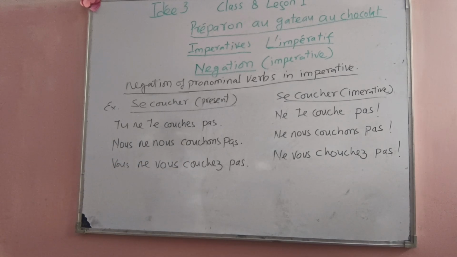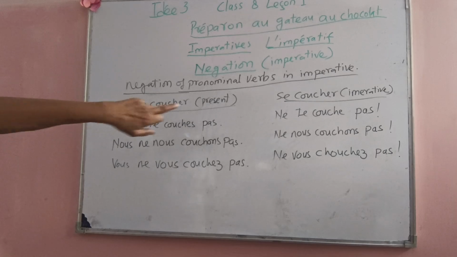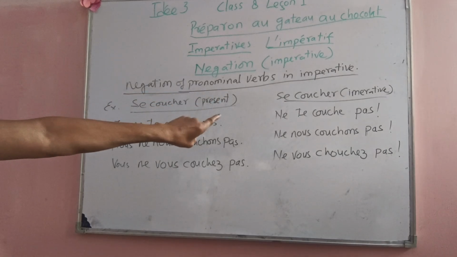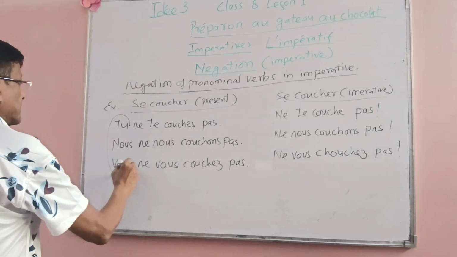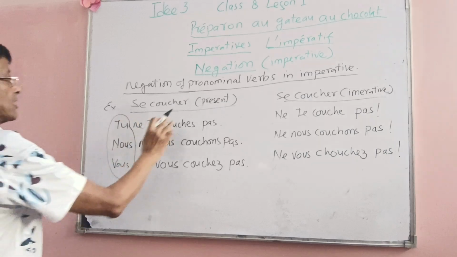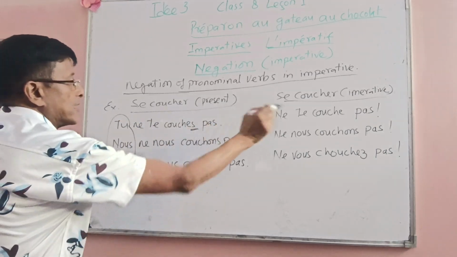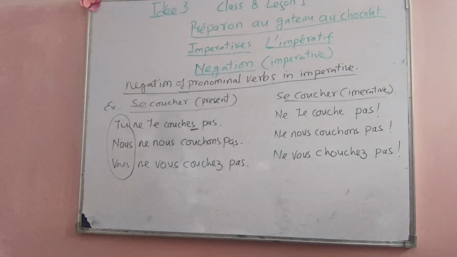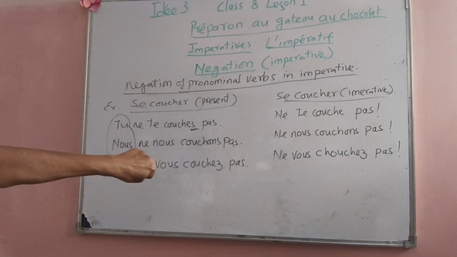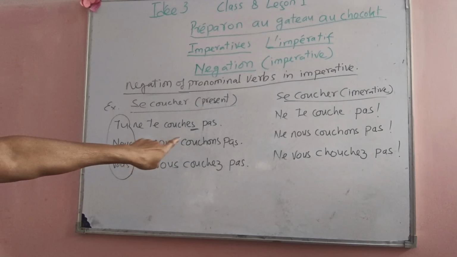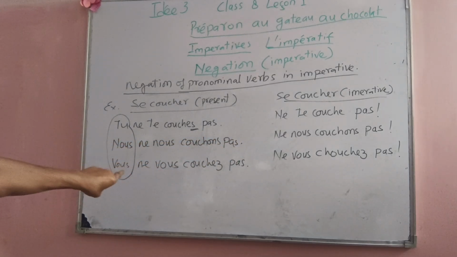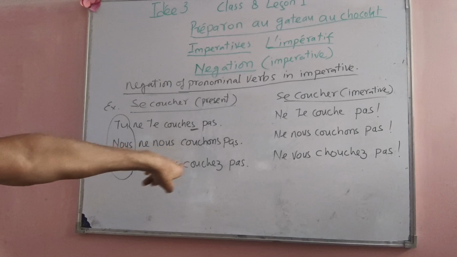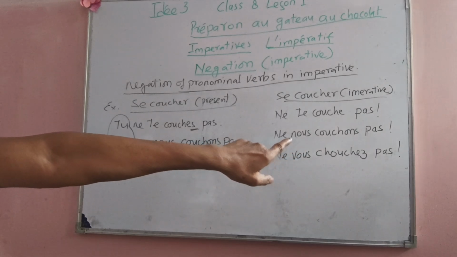These are sentences. Now turn them into imperatives. Se coucher, imperatives. Ne te couche pas. What do you do here? You simply remove this. And because this is an -er verb, you remove the s here only. Tu ne te couches pas, ne te couche pas. Don't go to bed. Nous ne nous couchons pas, ne nous couchons pas. Let's not go to bed. Vous ne vous couchez pas, you do not go to bed. Ne vous couchez pas, don't go to bed.